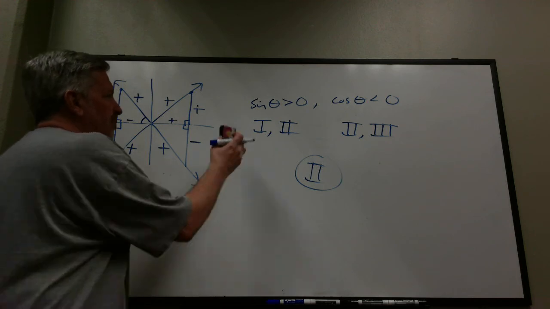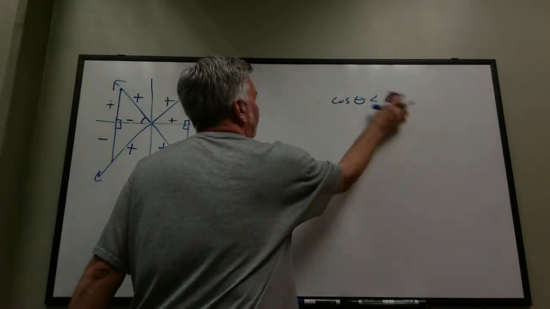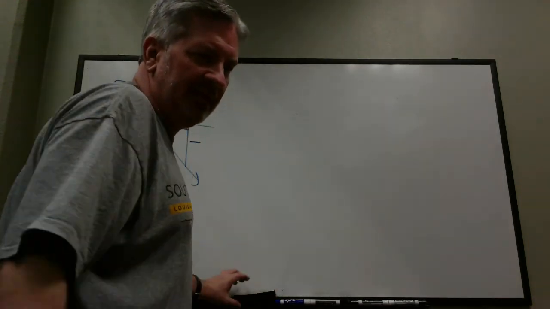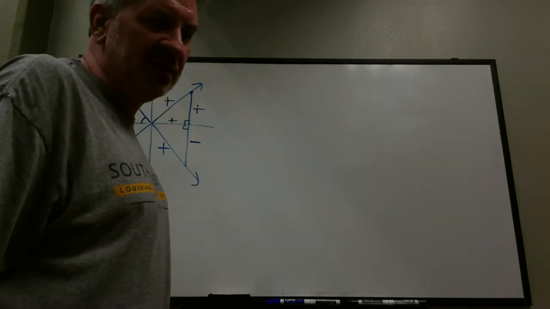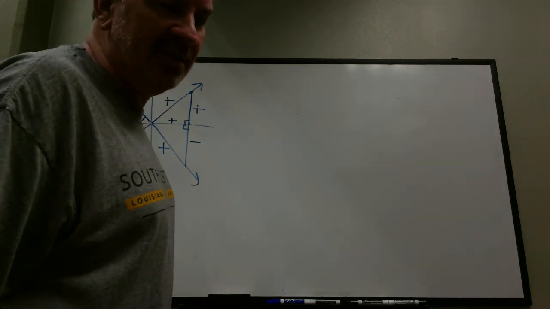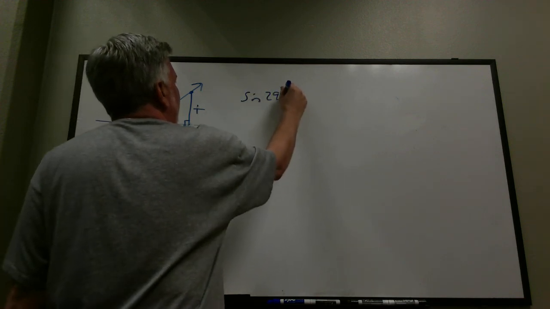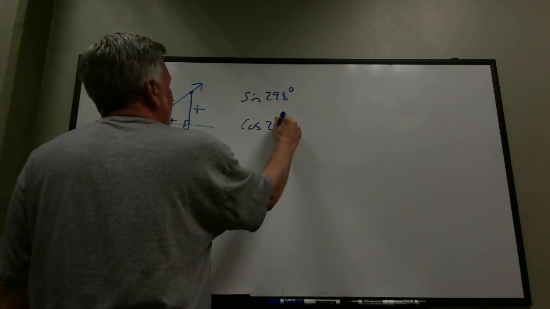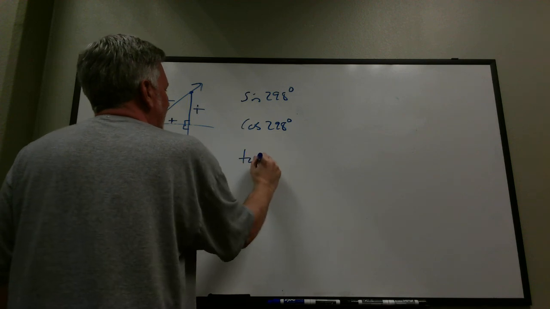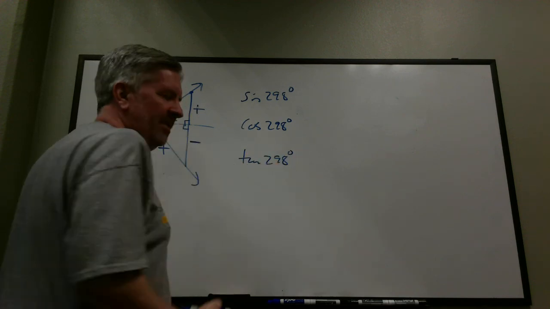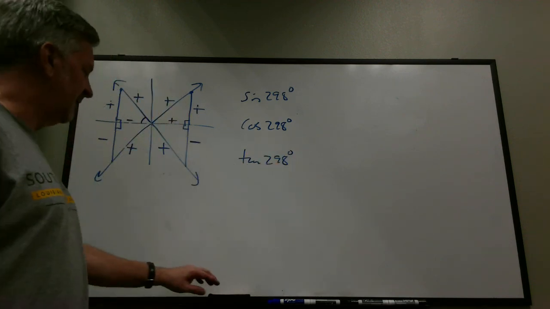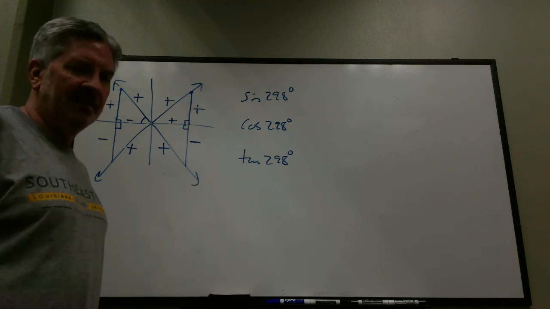Okay, now another problem that's similar to these. It says, give the signs of the sine, cosine, and tangent for the angle 298 degrees. So I need sine of 298 degrees, cosine of 298 degrees, and tangent of 298 degrees. Now, they don't want you to use the calculator here. They want us to use this idea.